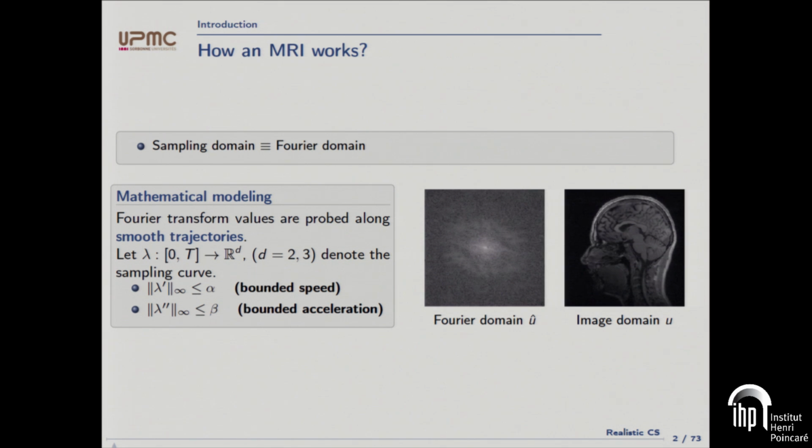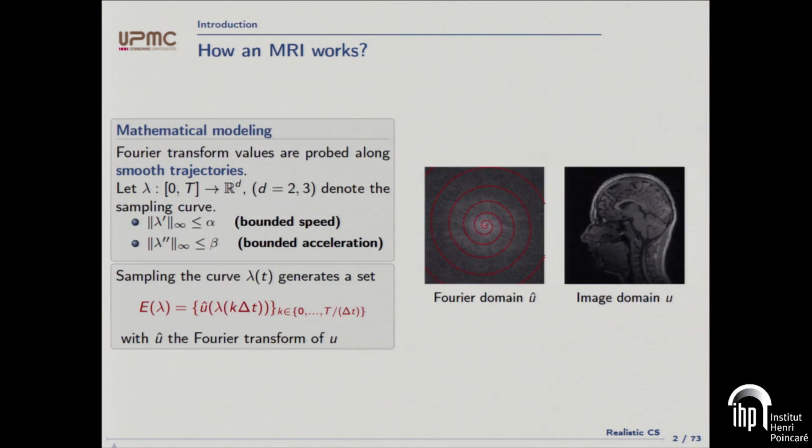stuff along smooth trajectories. If you parameterize your trajectory by lambda, you have some constraints given by the electromagnetic principle of MRI, and you should satisfy those two conditions, meaning that you have speed boundedness and also acceleration boundedness. So you cannot go too fast in an MRI, and you cannot turn too much while going too fast in an MRI. Typically, you can consider here a spiral. A spiral will satisfy both constraints.